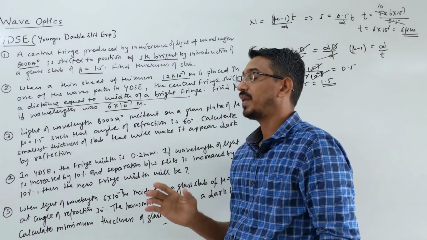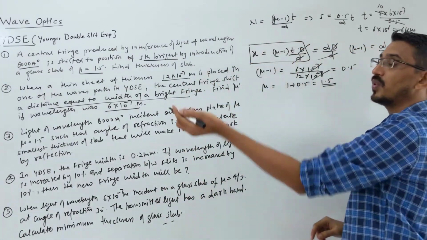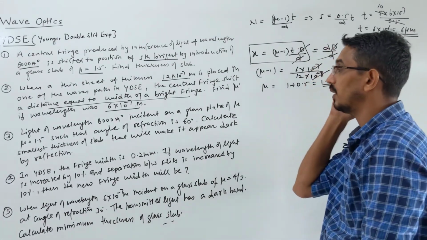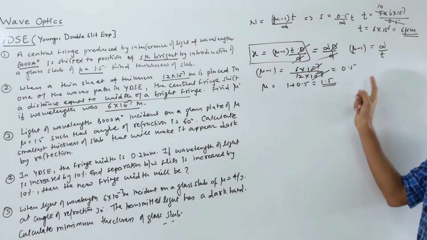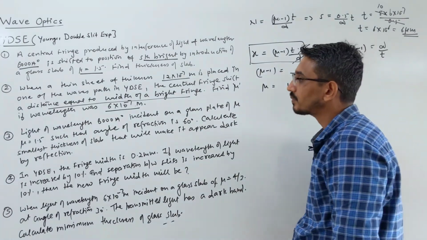The amount by which the central fringe will shift is equal to the fringe width given, numerically. So we equated it with the fringe width, and we got our answer. Okay, let's move to the third problem.